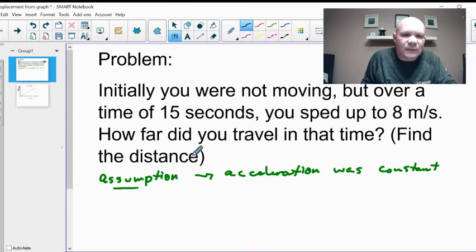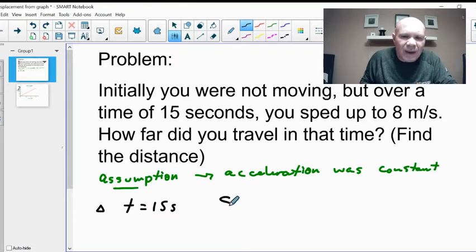What I'm going to do next is identify any values that I have here. I see that my time is 15 seconds, or that might be my delta time. It's the same thing in essence, because this is telling us that when we started the clock, it was at time 0, and we traveled 15 seconds.